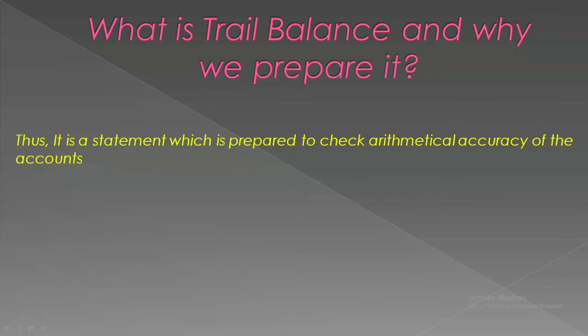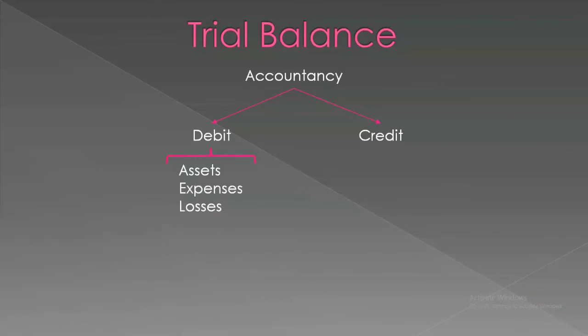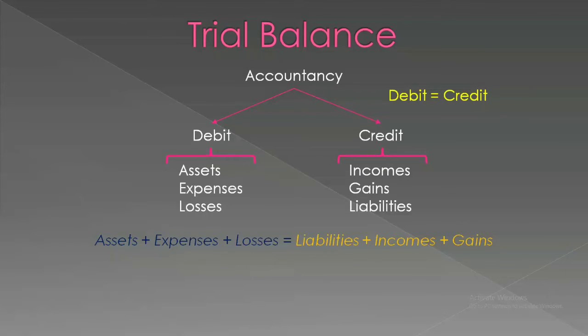Now let's move on to how to prepare trial balance. But for this purpose we have to go to our previous slide first. Okay, so in this slide I told you about the accounting equation, which is debit is equal to credit, or assets plus expenses plus losses is equal to liabilities plus incomes plus gains. With the help of this equation, trial balance is prepared. Now we will see how.